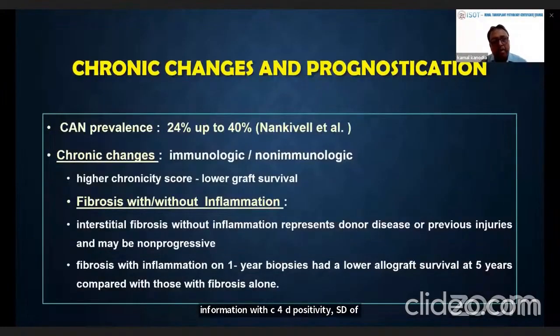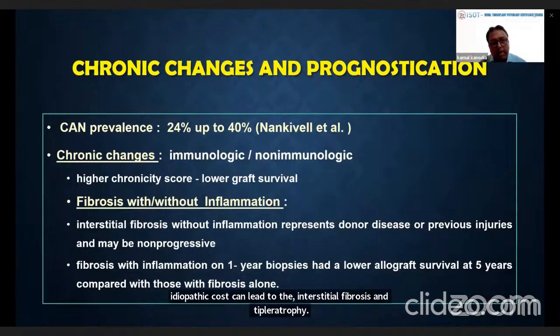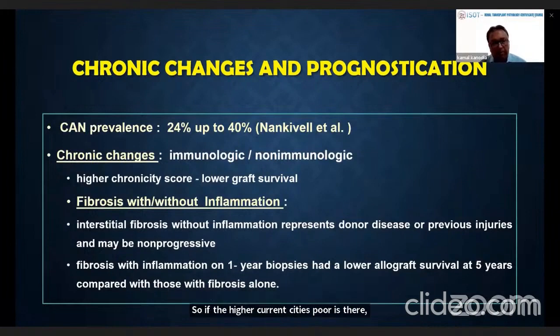Coming to the chronic changes and prognostication. Nankivell et al. have reported almost 24 to 40% chronic changes. And these chronic changes could be immunological or non-immunological. Immunological, as we know, is rejection, chronic antibody or T-cell rejection. And non-immunological means there are drug toxicities, viral infections. Any of these, or any idiopathic cause, can lead to interstitial fibrosis and tubular atrophy. So if the chronicity score is higher, it suggests low graft survival.